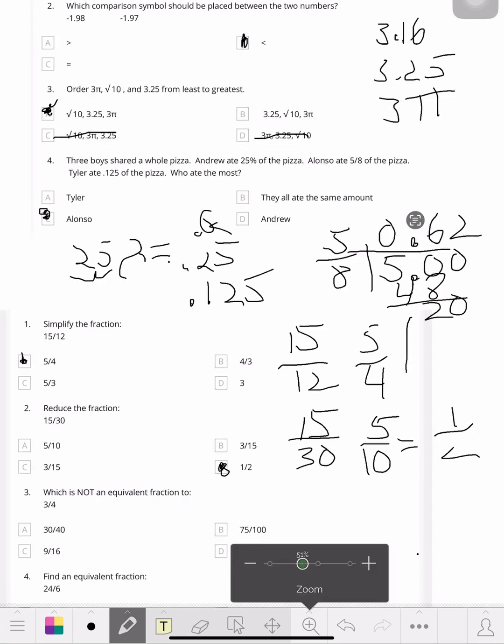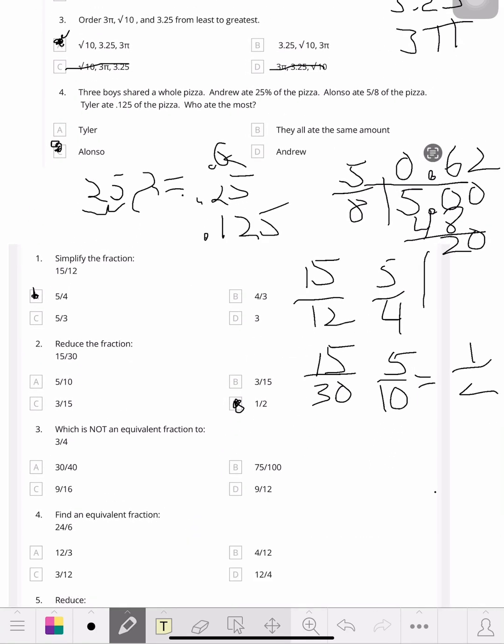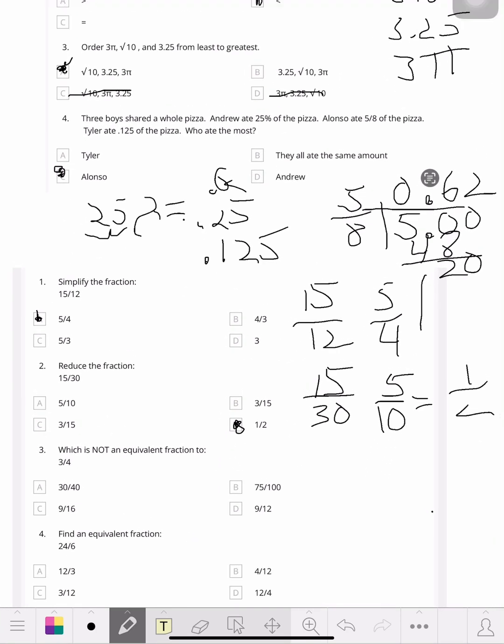Okay, now which is not an equivalent fraction to 3/4. Well, we know all they did on the first one, the 30/40, is add a 0 to both. That was easy. So we know that's an equivalent one. So we can cross this off because it's not the answer. Now we look at B. All they really did was multiply by 25 for both of them. That's how they came up with 75. Yes, that one is fine.